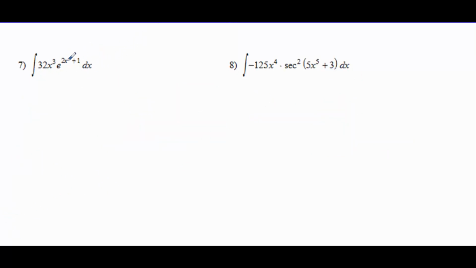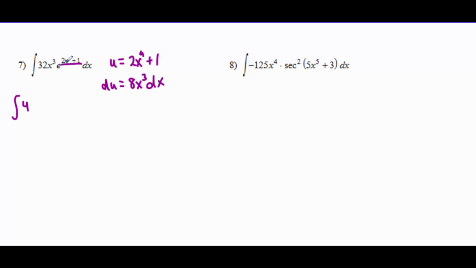Okay, if I have an e, then what I should make my u equal is the exponent up here. So u is 2x to the fourth plus 1. du is going to be 8x cubed dx. I have 32x cubed and 8x cubed, which is going to make 4.